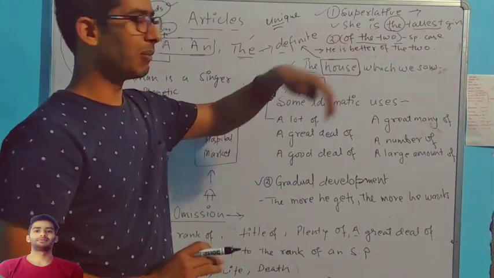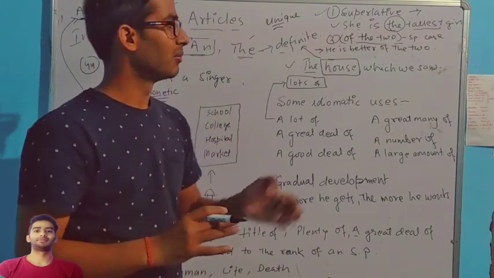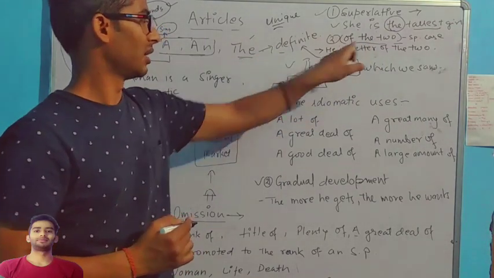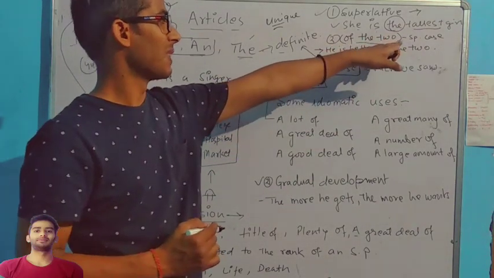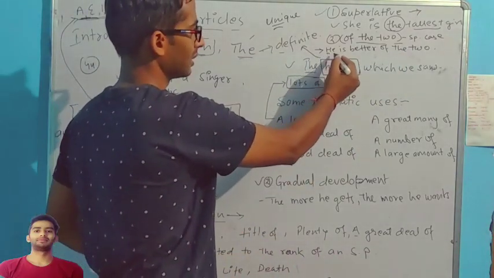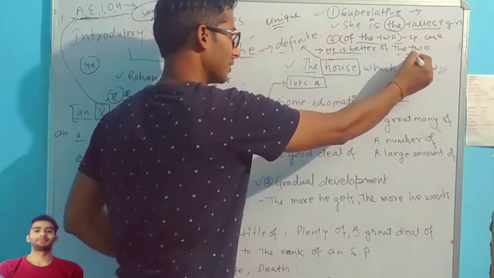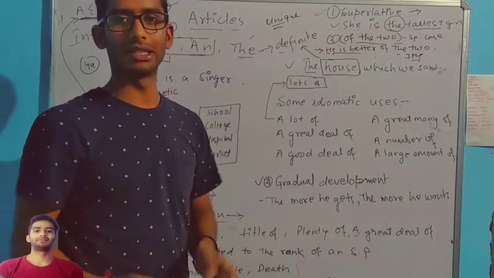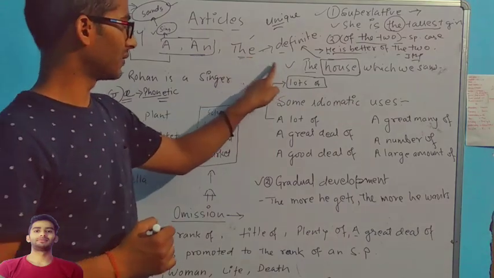Now let's come to the comparative degree. In the comparative degree we don't use the, but there is only one special case in which we use the. If the phrase of the two is there, we use the. So here we have the example: he is better of the two. Remember this for your competitive exams. If you are preparing for competitive exams, keep this in mind because this comes in error questions. Now let's come to the uses of the again.